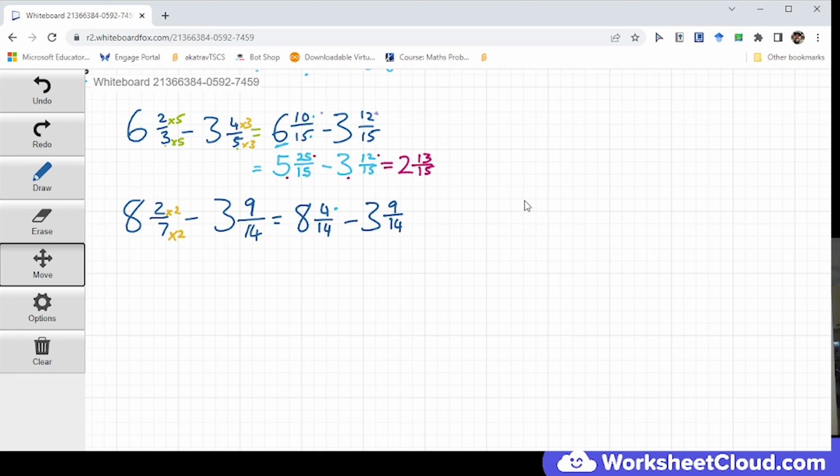I've noticed I cannot take 9 away from 4, so I'm going to have to borrow from my 8. The 8 decreases by 1. Denominator stays the same. Add those two together to get my new numerator. Right, all good. We can do the subtraction now. 7 minus 3 is 4. 18 minus 9 is 9. Denominator stays the same.